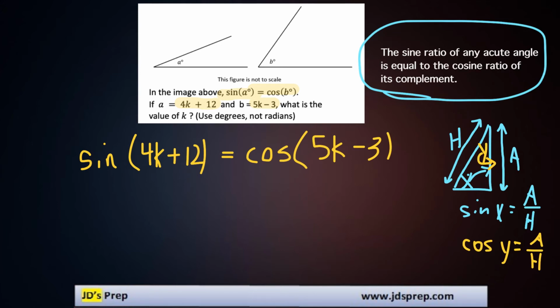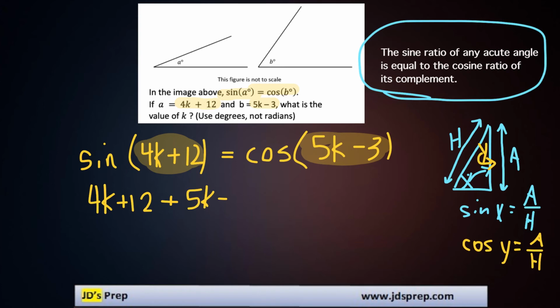Now that's going to help us out here because, long story short, we know that 4k plus 12, if we were to take that angle and add this angle, 5k minus 3, they need to be complementary to each other. In other words, if we were to add them together, it must equal 90. So let's go ahead and write that out. It would be 4k plus 12 plus 5k minus 3 needs to equal 90. And now all of a sudden we have an equation where we can solve for the value of k.